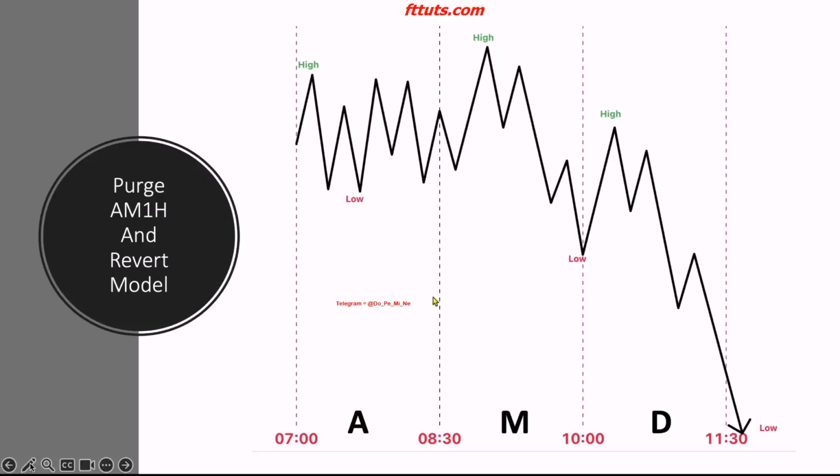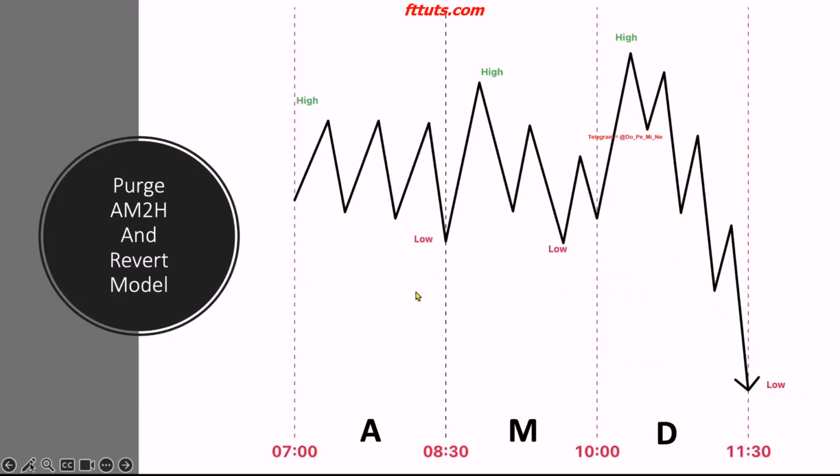So to summarize this scenario, we see a run on the high that forms between 7 to 8:30, during 8:30 to 10, and this sets up the highest price of the AM session, of the morning session, and then the market begins to fall and it distributes going into lunch at 11:30.